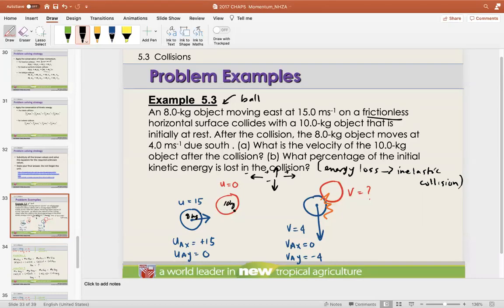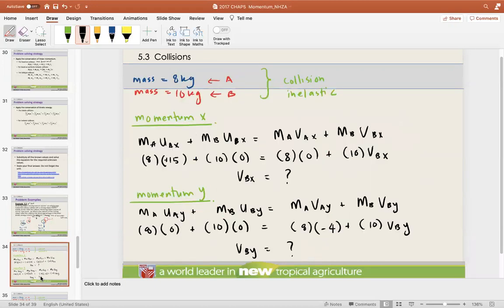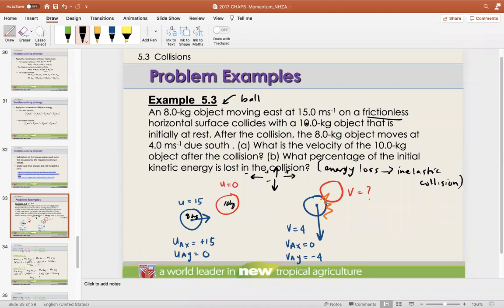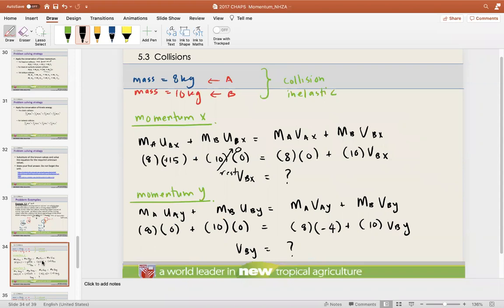Now we have identified our collision and we have two objects. The equation for X: MA times UAX, our UAX is 15, plus MB times UBX. Our UBX is 0 because this one was at rest. Looking at the question again, the 10 kilogram object is at rest, so UBX is 0. Then object A moves downwards, south, so in our momentum X its velocity is 0. We don't know the velocity of object B, so I'm making it an unknown and solving for VBX. This should be easy because this one is 0 and this one is 0.